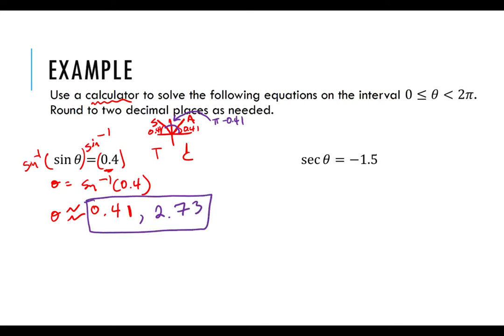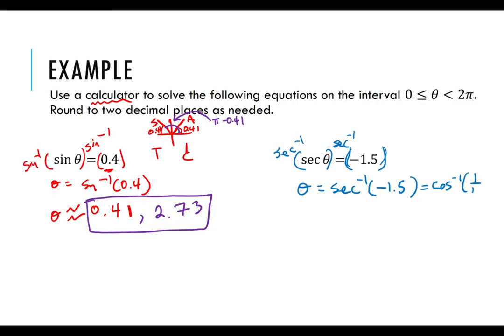Let's try it again. Here we have secant of theta is equal to negative 1.5. So let's take secant inverse of both sides. So that tells me that theta is going to be equal to secant inverse of negative 1.5. But of course recall that if we're trying to evaluate this approximately, then the secant function is the same thing as the reciprocal of the cosine function, or in terms of its inverse, it's going to be cosine inverse of 1 divided by negative 1.5. And so I can then get that theta is approximately 2.30.